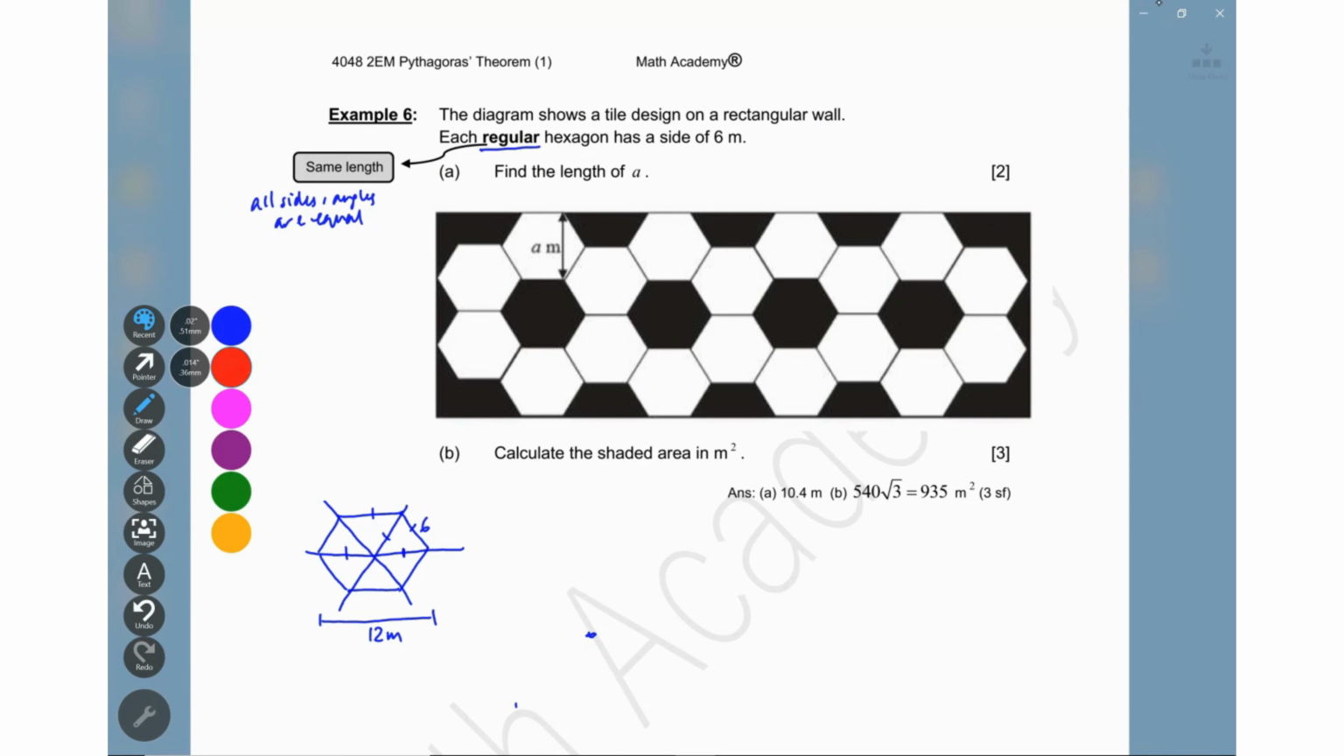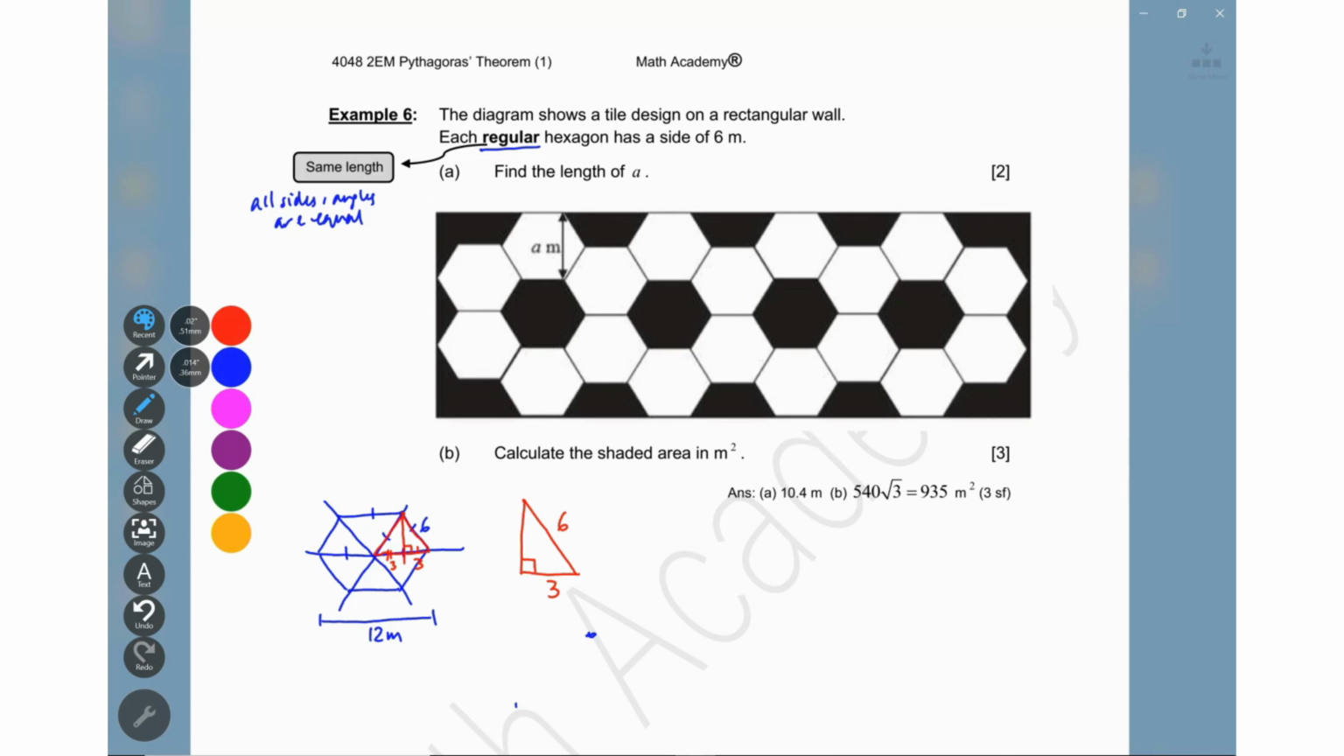I'm going to further zoom in to look at this particular triangle, and I'm going to drop a perpendicular line down to make a right angle. When you drop a perpendicular down, it's going to cut this line exactly into 2. So this will be 3 and this will be 3. I'm going to draw out this right angle triangle here. This is 6, this is 3.